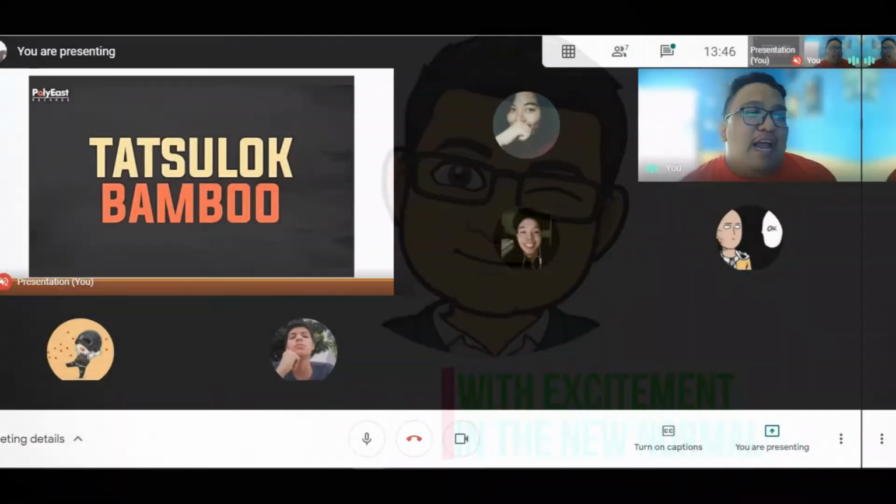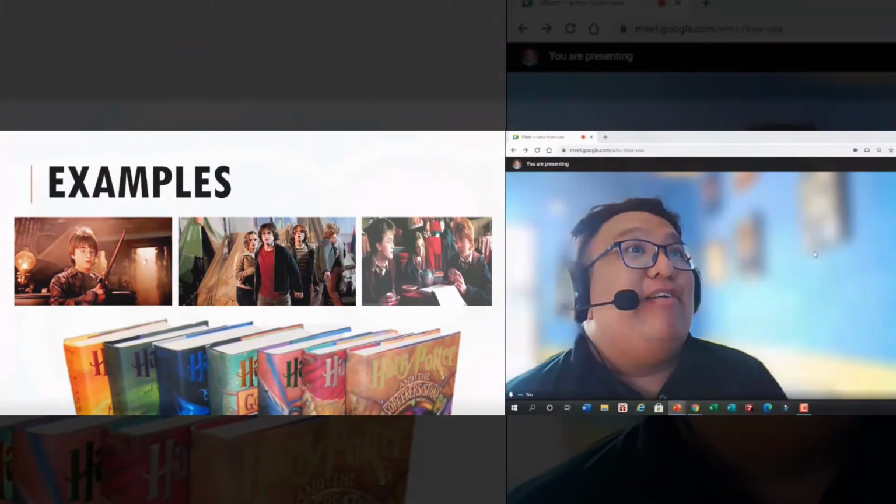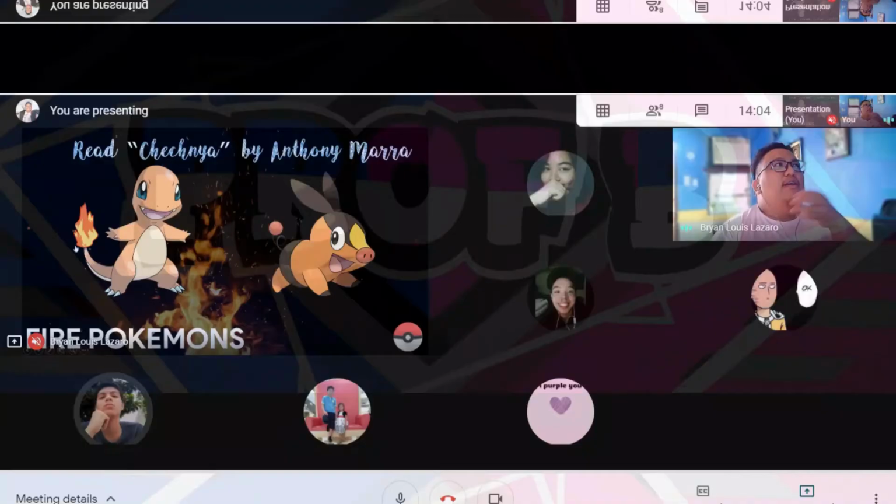Hi po. Ay, papasok. Kasi nakapag-share ang tawag natin. Ang number naman sa baba, Harry Potter. Yan. Pero, merong paalala. Meron kasing iba't ibang uri ng number.